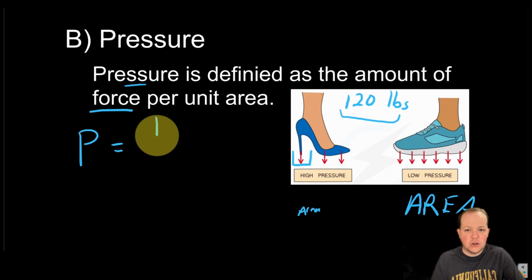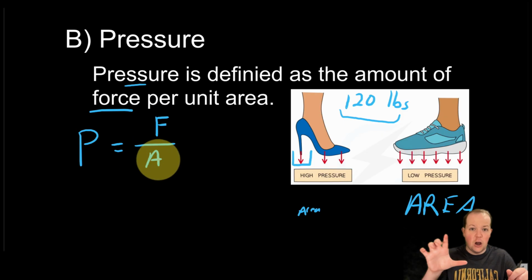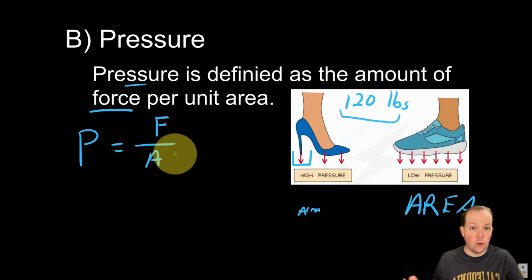The equation for pressure is pretty easy, just like the last one. It's force divided by area. Now, we've learned about forces, pushes and pulls. Area is base times width, all right? P is the symbol we use for pressure, okay? Pressure is equal to force divided by area right there, okay?